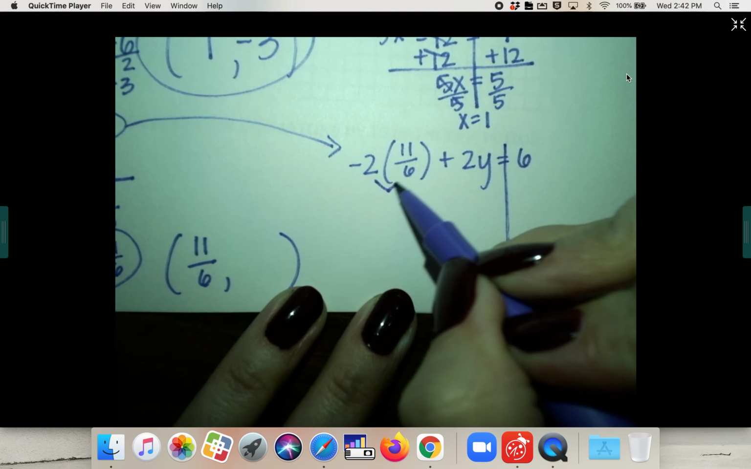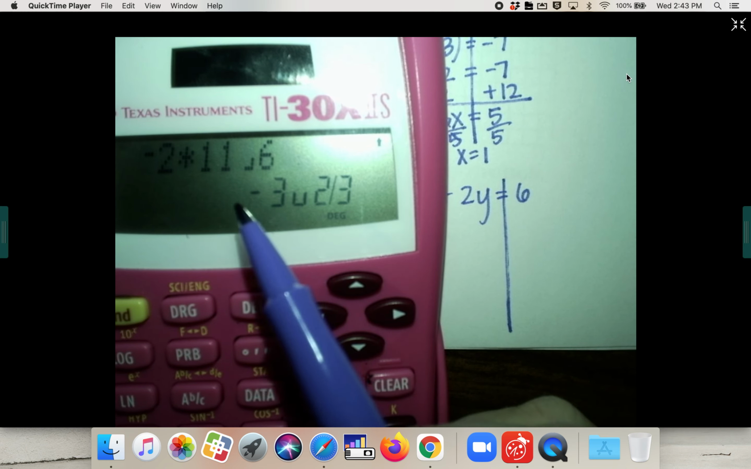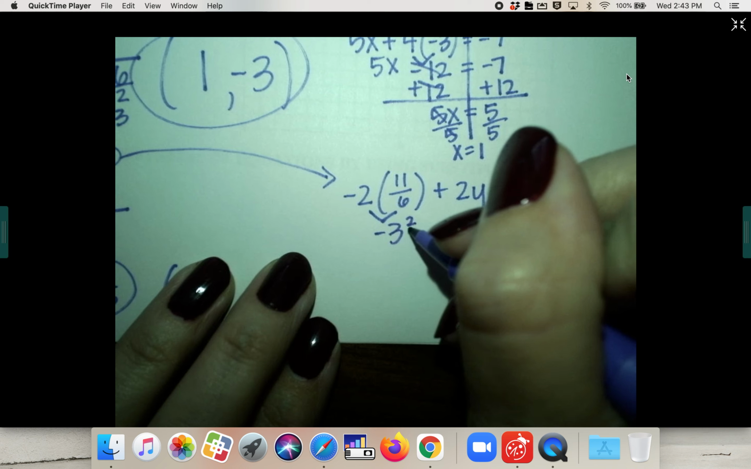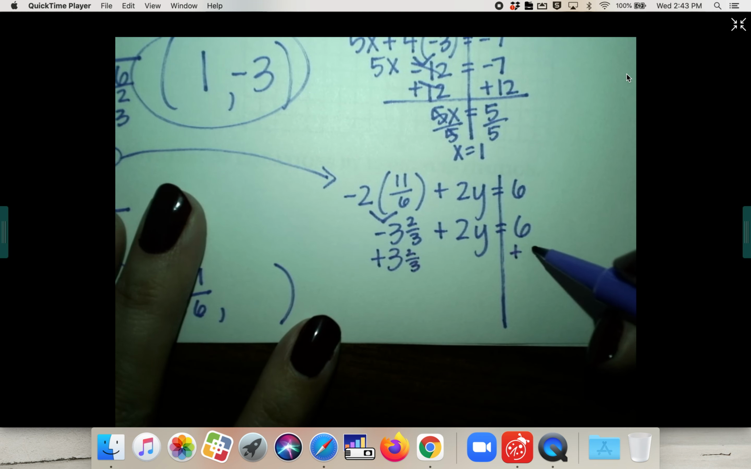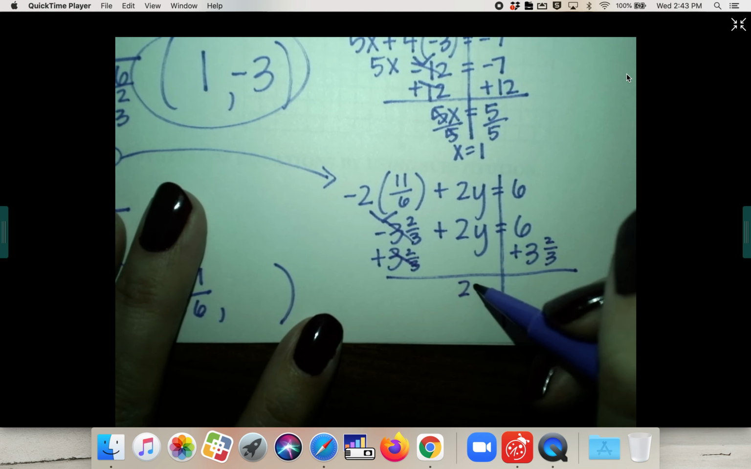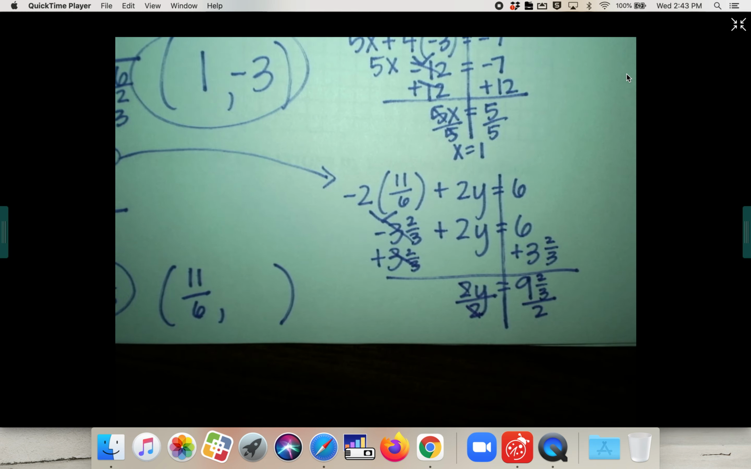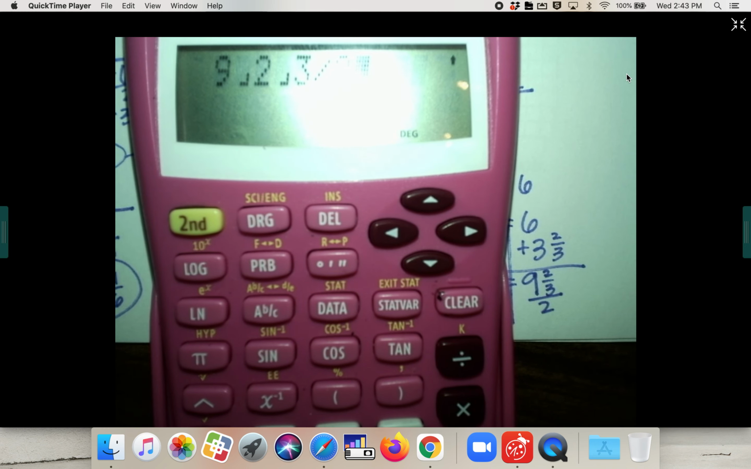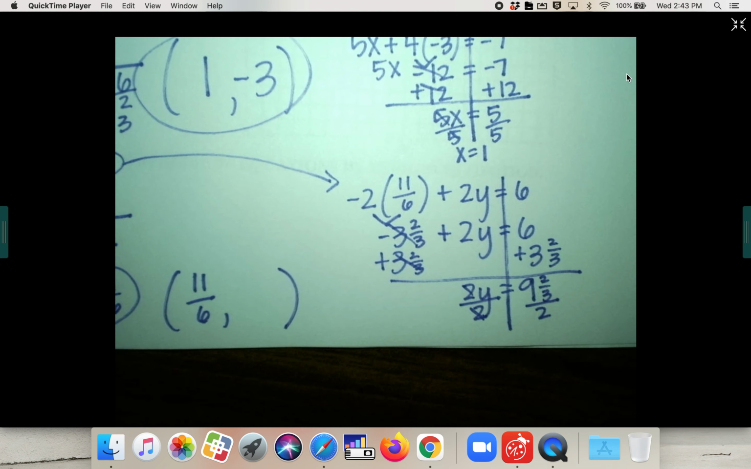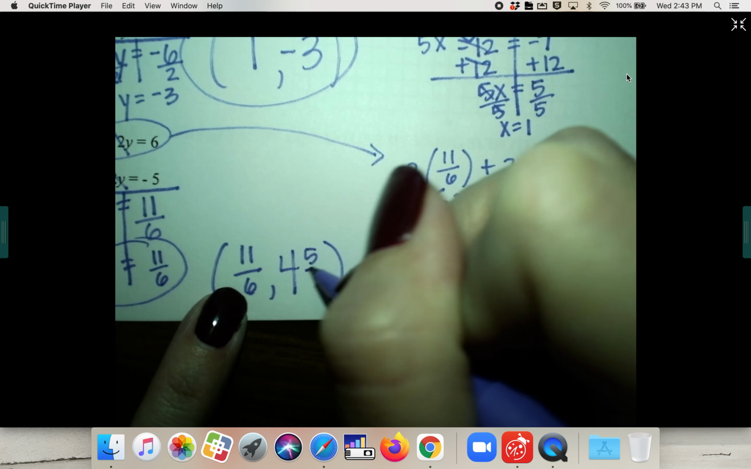Here we go. We got this. Negative 2 times 11 sixths is, I have no idea. Negative 2 times 11, fraction button, 6, is negative 3 and 2 thirds. So negative 3 and 2 thirds plus 2y. So I'm going to add 3 and 2 thirds to both sides. 2y equals 9 and 2 thirds. I'm going to divide both sides by 2. Okay, so here I go. 9 and 2 thirds divided by 2. That's 4 and 5 sixths. That looks awesome. Okay, and that's my y coordinate. So 4 and 5 sixths. There you go.